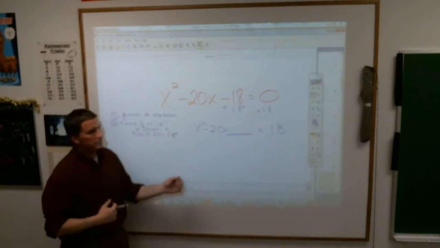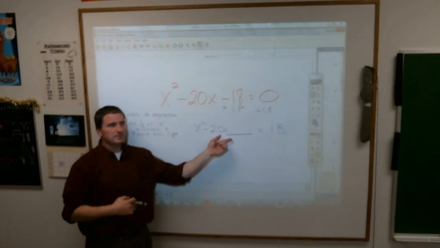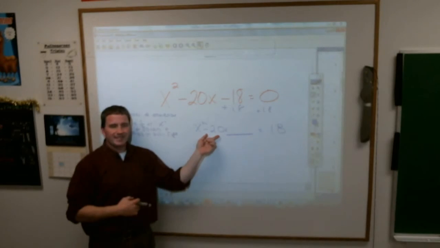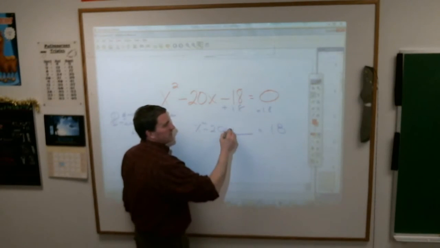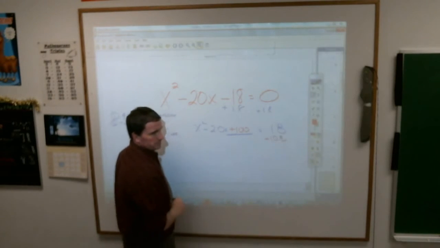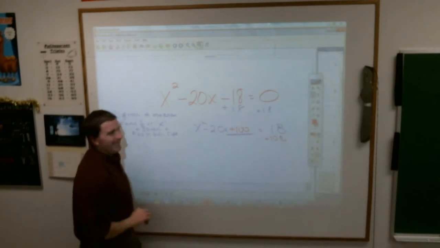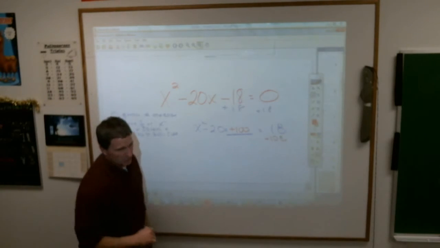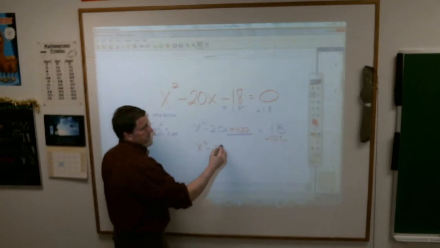Half of the x term, Kyle Westfall, what's half of negative 20? 10. Half of 10? Yes. And what is negative 10 times negative 10? 100. So I add 100 to both sides. I'm adding to both sides. So my new equation is this.